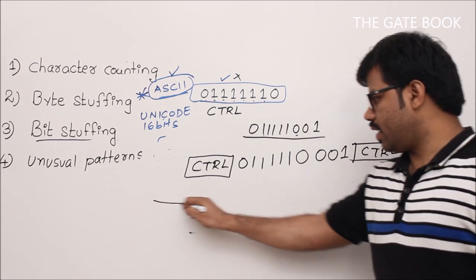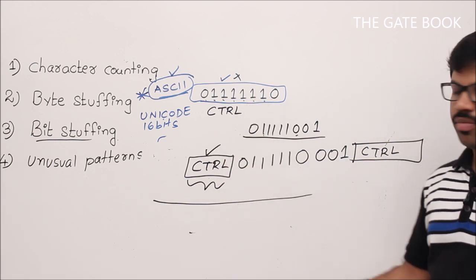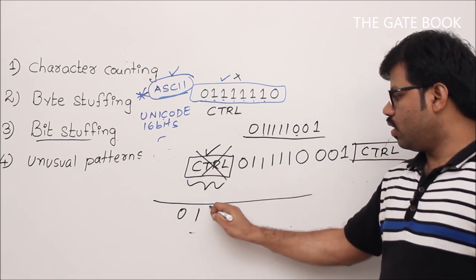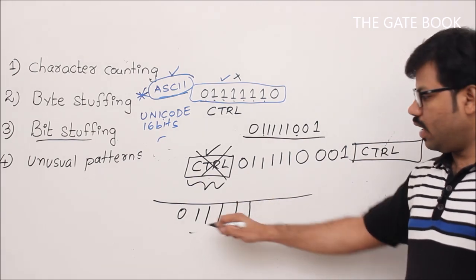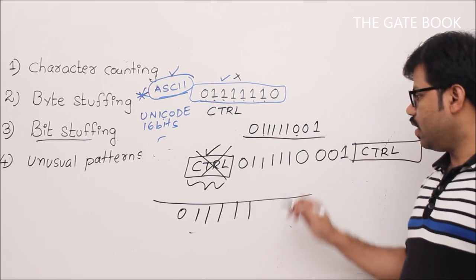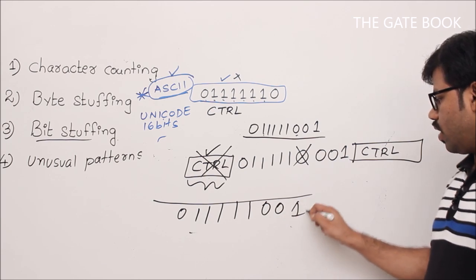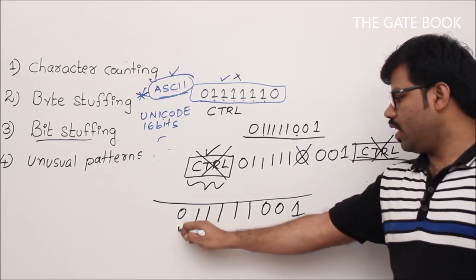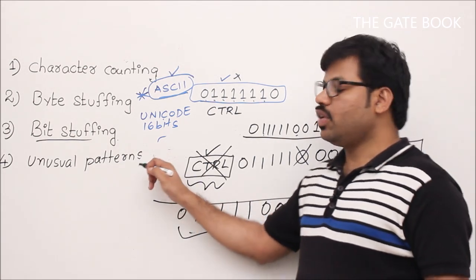Ready? Now the receiver side. First of all, the receiver will see this pattern. Definitely it should be control information, that means the start of the frame, so it is discarded. Then data starts, and the receiver is counting the number of ones. Whenever the count reaches 5, it thinks that bit stuffing has already happened, so that 0 will be discarded. Then the remaining data 0 0 1 will be taken. Then again it will see 6 ones because of this control, and that will be discarded. So finally you get your original data, right? This is bit stuffing.